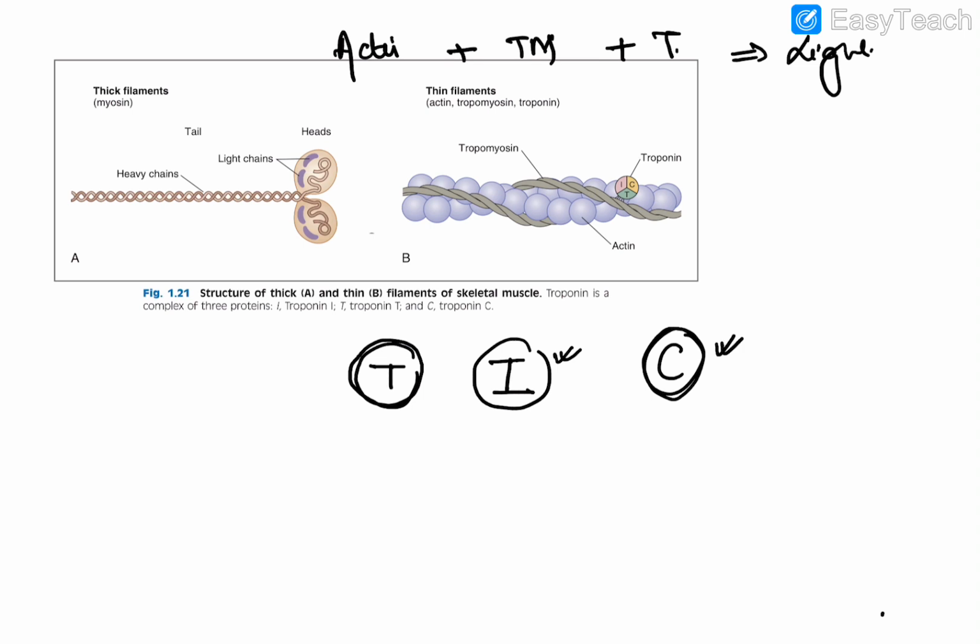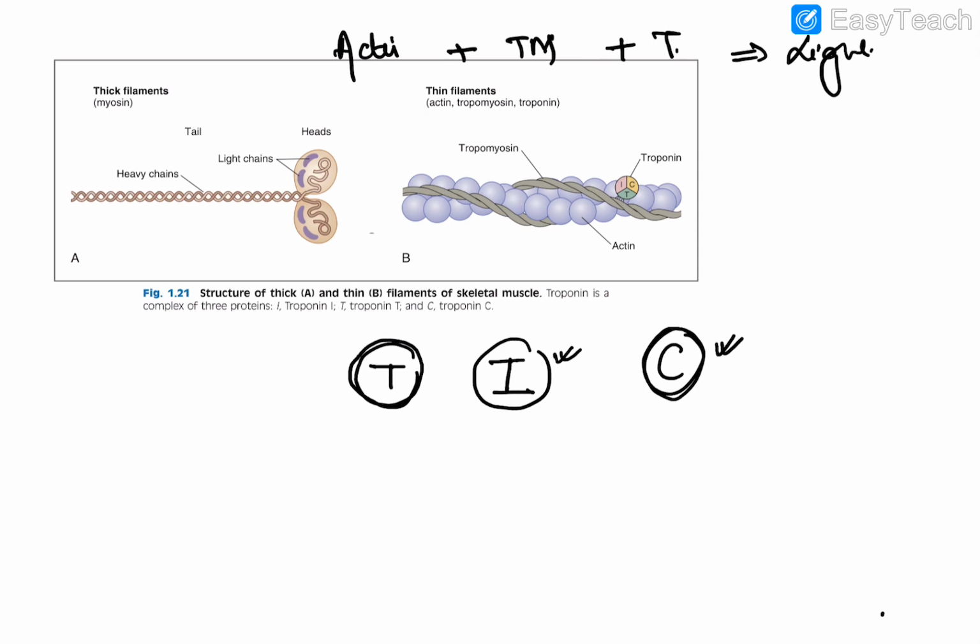Once the intracellular calcium level increases, the troponin C binds to the calcium. There is a conformational change in the troponin molecule, and this conformational change results in the removal of the tropomyosin from the actin, and so the myosin binding sites of the actin are freed, and now myosin can bind to actin and there can be contraction.